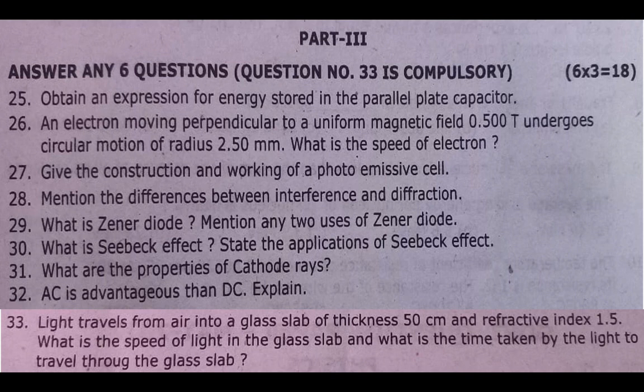Question number 31. What are the properties of cathode rays? Question number 32. AC is advantageous than DC. Explain. Question number 33. Light travels from air into a glass slab of thickness 50 cm and refractive index 1.5. What is the speed of light in the glass slab and what is the time taken by the light to travel through the glass slab?